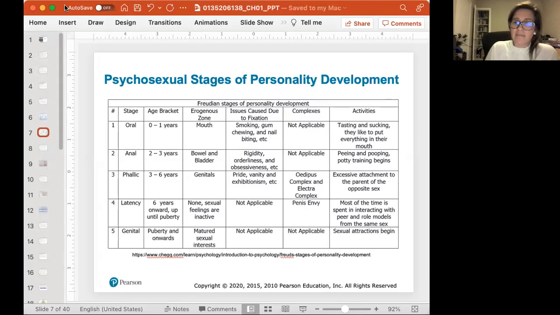And then most of the time is spent interacting with peers and role models of the same sex. And so there's learning from your same sex that occurs there. And then the last stage is genital, and this has to do with puberty and onwards, the erogenous zone, matured sexual interests, may involve oral sex, actual sex, exploring the body of your own gender or the opposite. And then in this stage, sexual attractions begin.